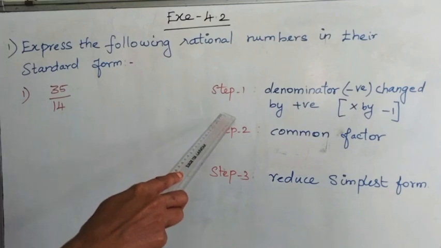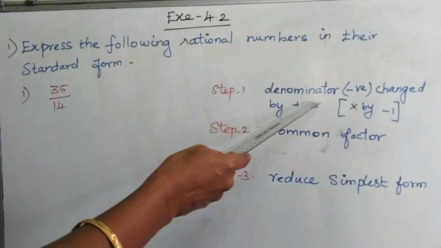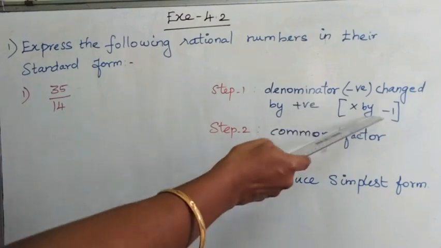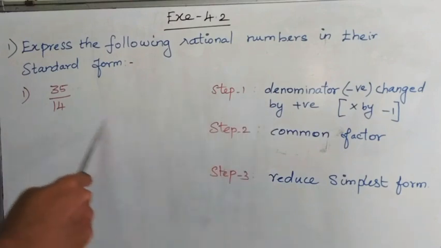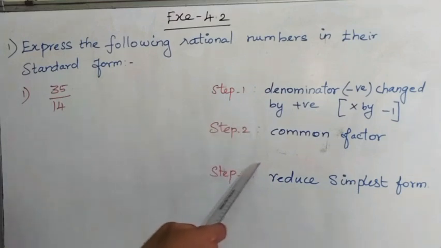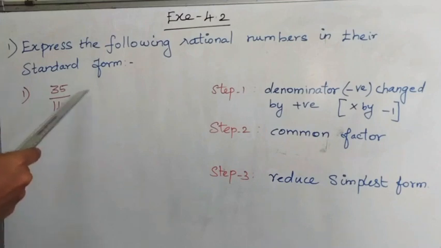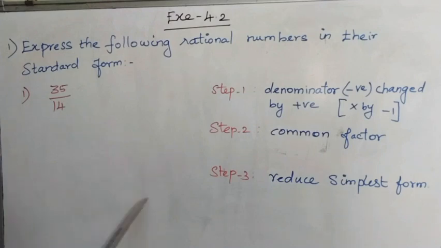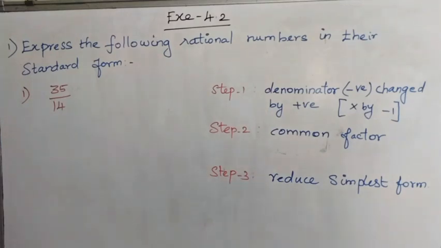What is the first condition? If the denominator in the given rational number is negative, to make it positive we have to multiply by -1. Okay, and when you multiply, the denominator becomes positive and the numerator becomes negative. Okay? And the second condition is to find the common factor for both numerator and denominator, and divide by the common factor. And third, we have to reduce to the simplest form. We divide by the common factor and reduce it, and write the simplest form in the last step.